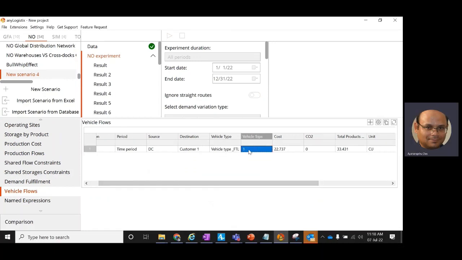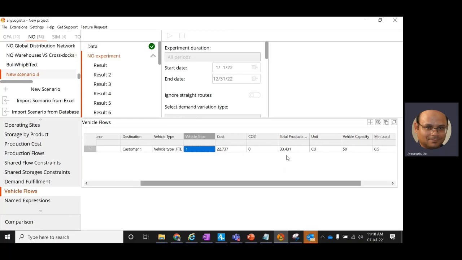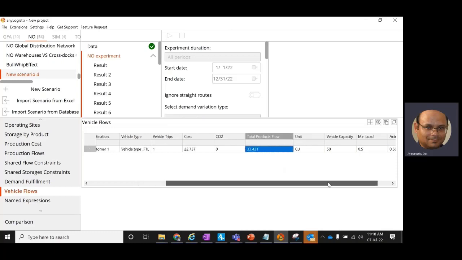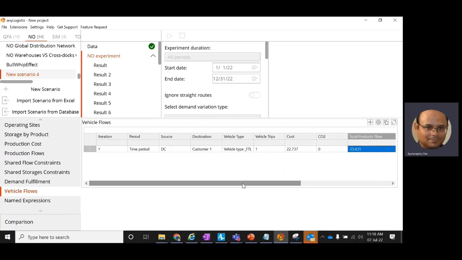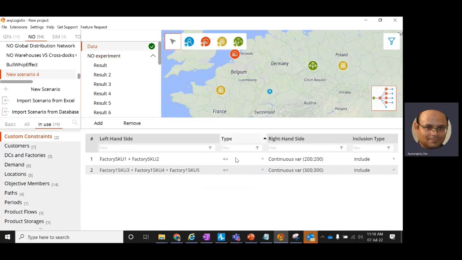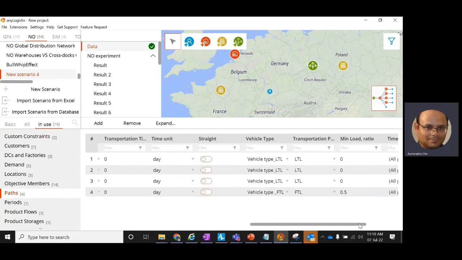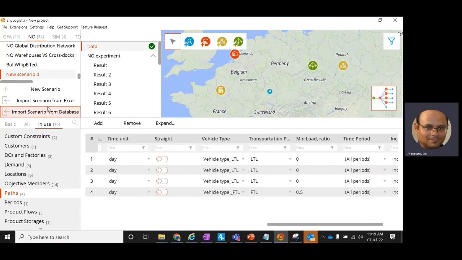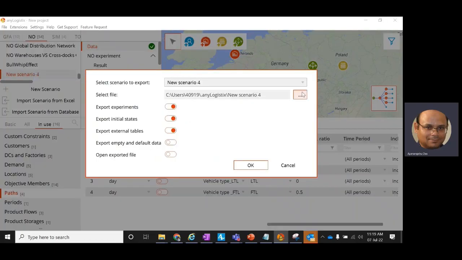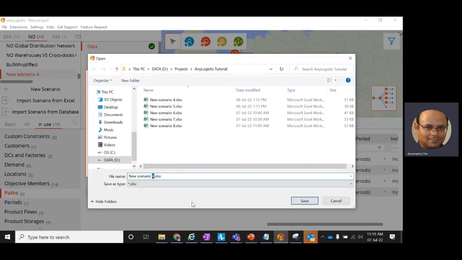Now we see that there is only one trip because the volume of the truck is more than the total products being shipped. The total volume of the truck is 50 cargo units, and the total product volume is 33 cargo units, so it is able to cater to the required volume. Since we are able to define the paths with the min load ratio, and we have defined different vehicle types in the paths table, we can export the scenario and name it like this.